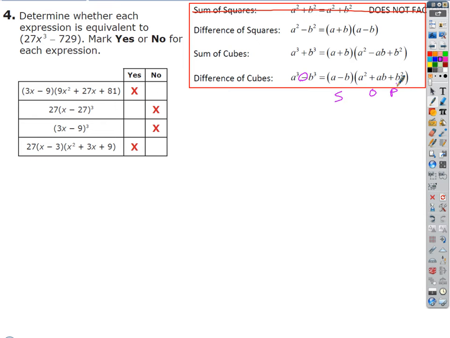If I take 27 x cubed minus 729, could I write that as a difference of cubes? Something cubed minus something cubed? 729 is what cubed? No, what cubed is 729? What number could I cube? 9. It's 9. Okay. So 9 cubed is 729.